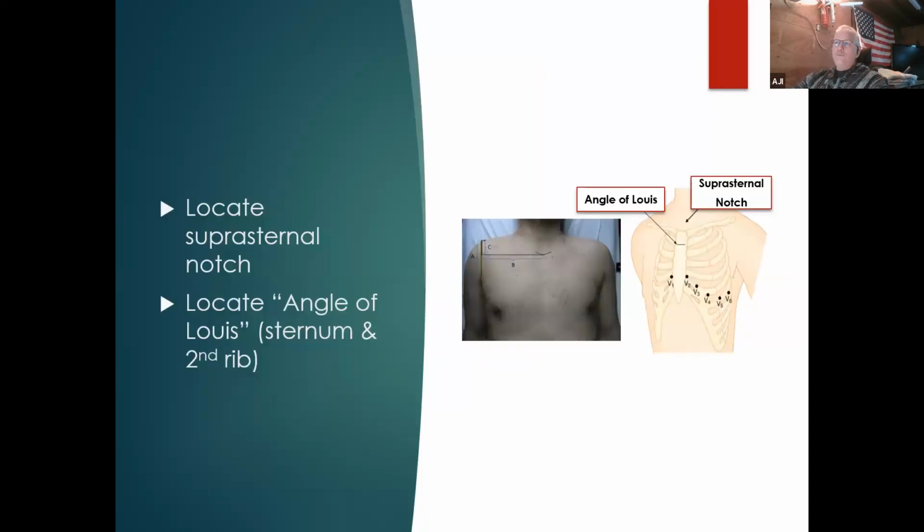So locating the suprasternal notch, and then we're going to locate the angle of Louis. If you watched any videos on interosseous needle placement, and when they did a sternal one, that's the landmark they're going into, that angle of Louis. But if you look down, angle of Louis, as you see in the diagram, that is the second rib. That's where that comes in. So you count down from there. Or you can start at the clavicle, 1, 2, 3, 4, piece of cake.